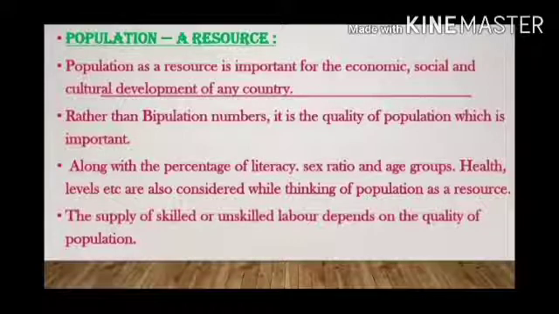Population, a resource. Population as a resource is important for the economic, social and cultural development of a country. Means for a country to develop, population is very important. Rather than population numbers, it is the quality of population which is important. Means how many people are living is not important, but what is the quality of people living is important. Along with the percentage of literacy, sex ratio and age group, health levels, etc. are also considered while thinking of population as a resource. The supply of skilled or unskilled labor depends on the quality of population.